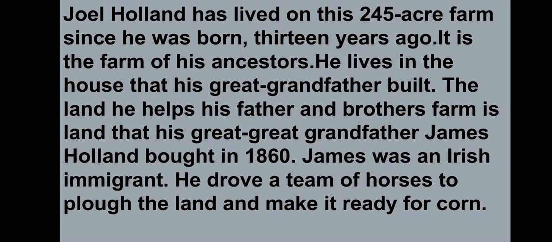So we have a background history of Joel now. It's not a small farm, it's a big farm. It's a 245-acre farm. Joel is 13 years old, and this farm was built by his ancestor, his great grandfather, in 1860, by the name of James Holland. He was actually from Ireland, but he immigrated to the USA, to Wisconsin, and he had a team of horses which he used to plow the land.